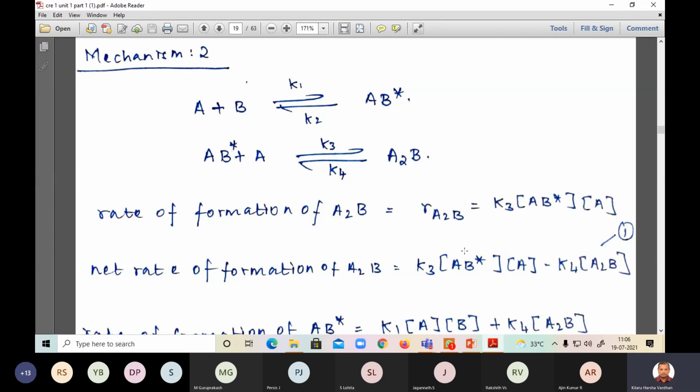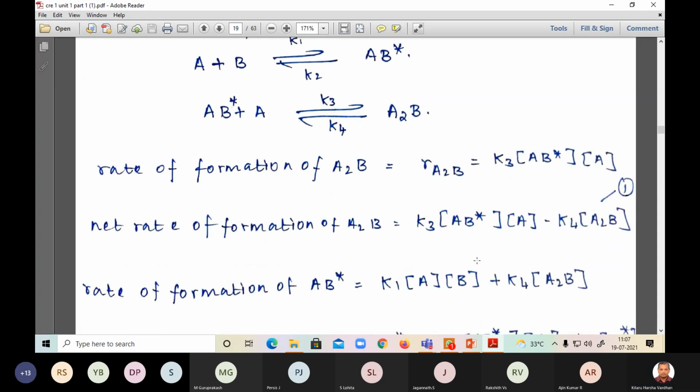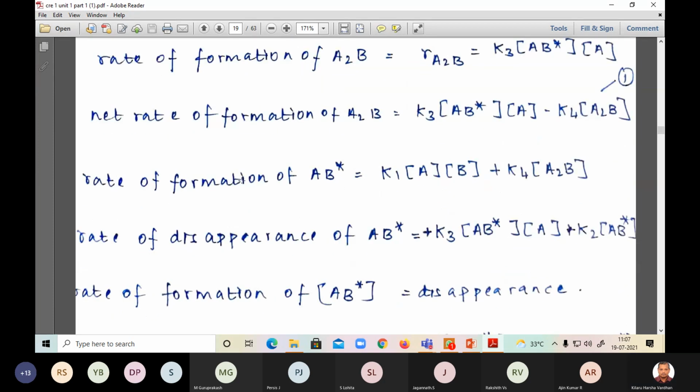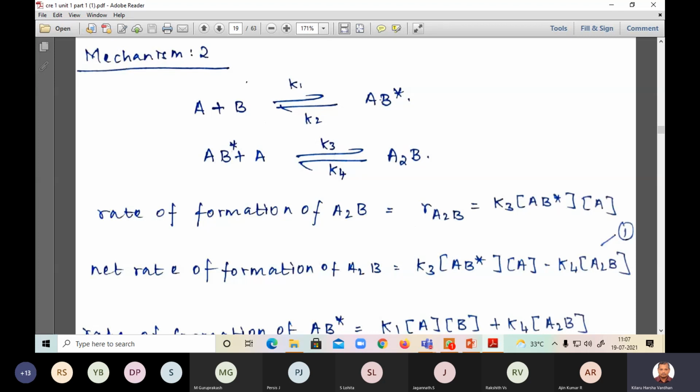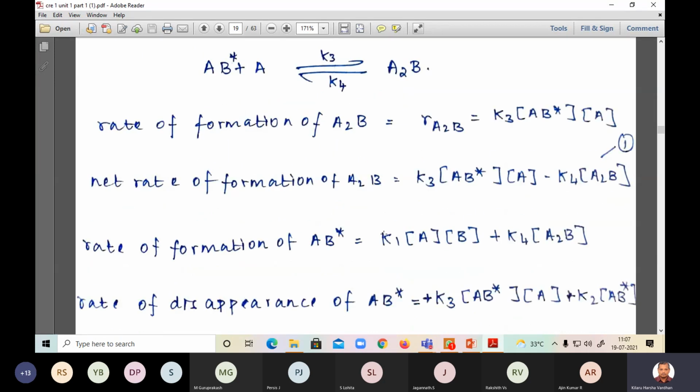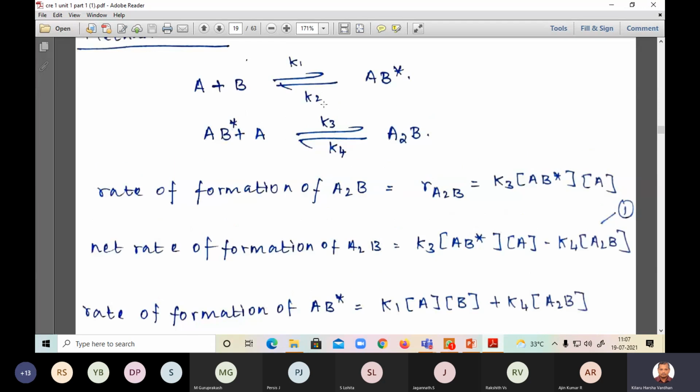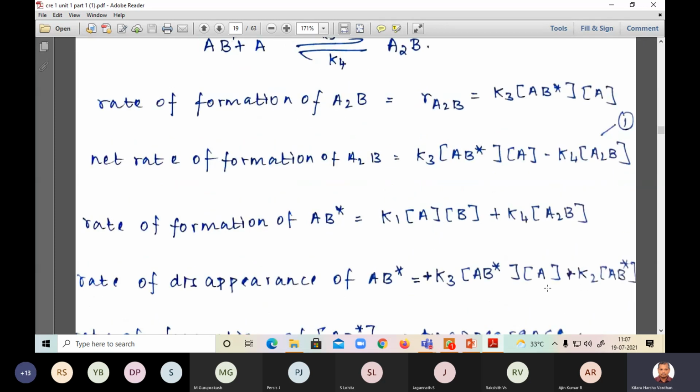As you see, you are getting the rate in terms of the unmeasurable quantity AB star, so you have to write AB star in terms of measurables. So the net rate of formation of AB star is formed in K1 and K4. The disappearance is K2 and K3: K2 AB star, and K3 AB star into A star, right?